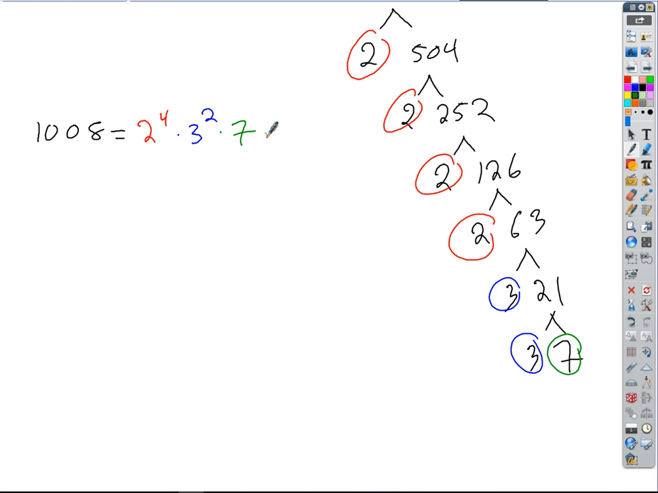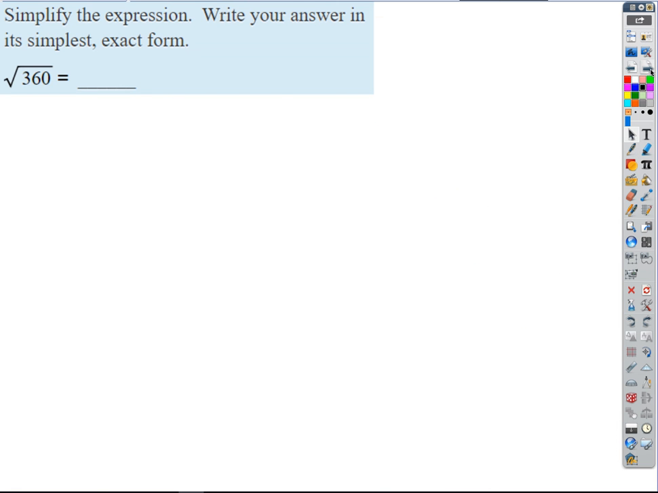Okay, so why are we doing this? Well, here's why. If we want to simplify a radical, the easiest way is by looking at its prime factor form. So if we want to simplify the square root of 360, let's take the radicand, which is just a fancy word for the number inside the radical, and break it up into its prime factors.